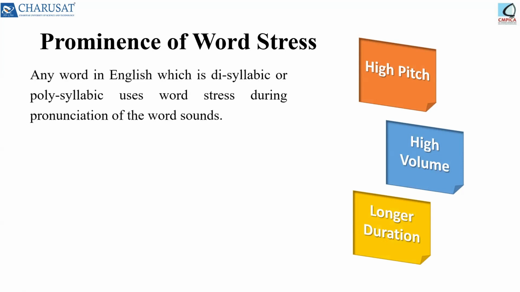Any word in English which is disyllabic or polysyllabic uses word stress during pronunciation of the word sounds. Last time, what we learned in phonemes is that phonemes are the smallest sound units, the smallest waves in how sounds are spoken. So this is another characteristic feature. There are monosyllabic, disyllabic, and polysyllabic words, and stress is used during the pronunciation of the word sounds.